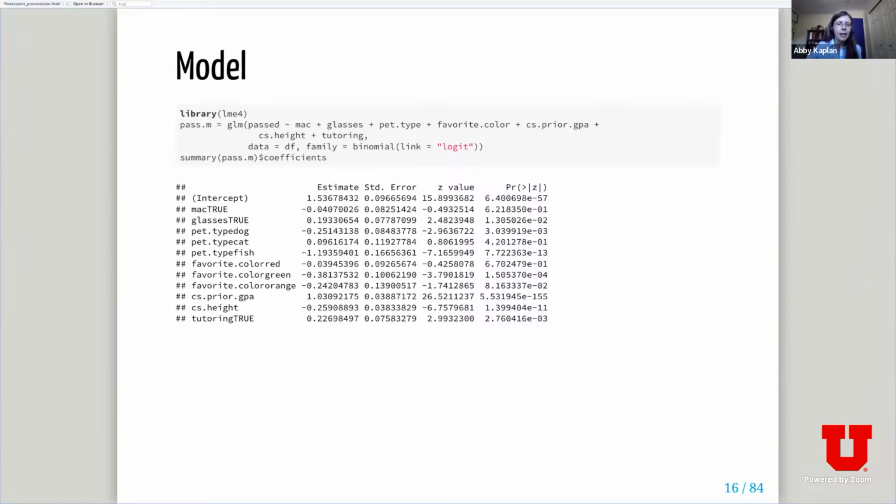We see that we get, in fact, a few significant predictors of whether the student passed the class. Go to the next, we'll highlight the significant predictors that we see: students who wear glasses, students who have a higher prior GPA, and students who went to tutoring were more likely to pass this class, whereas students who have a dog or a fish, students who like green, and tall students were less likely to pass the class. I am 5'1", so that was fun.